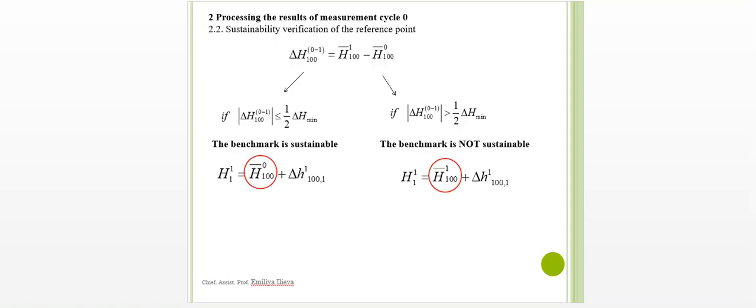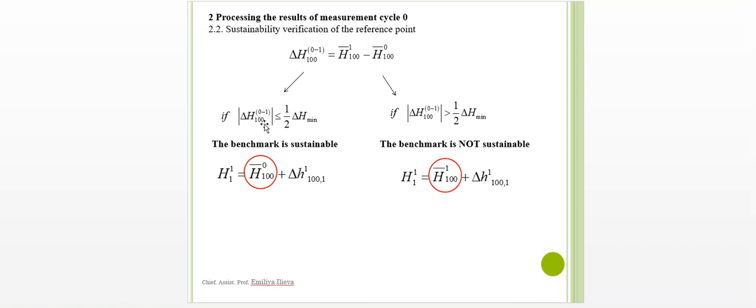And here is one of the very important moments in our calculation. This is the sustainability verification of our reference point. So here we need to see if our reference point has moved or has changed its location, or this point is a stable point for all of these 5 years between the two measurement cycles. So we are going to calculate the difference between the value of the reference point of our two cycles, and we have two cases.